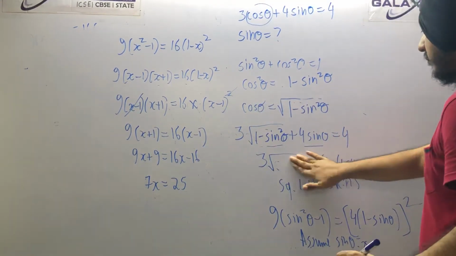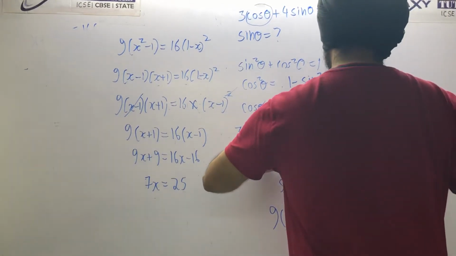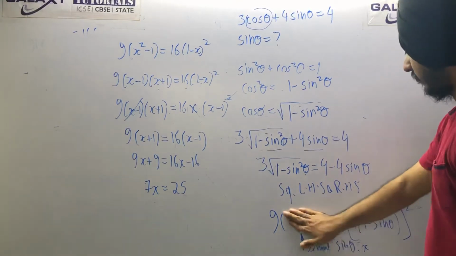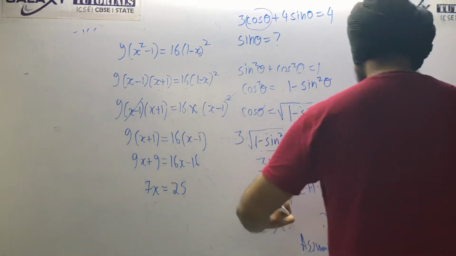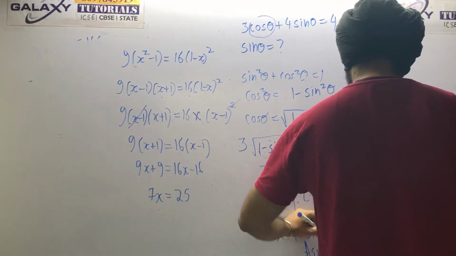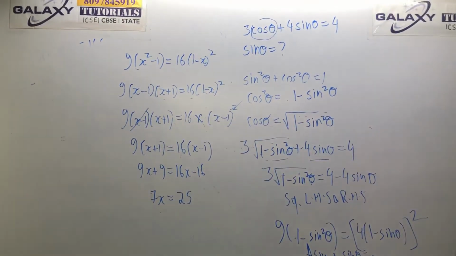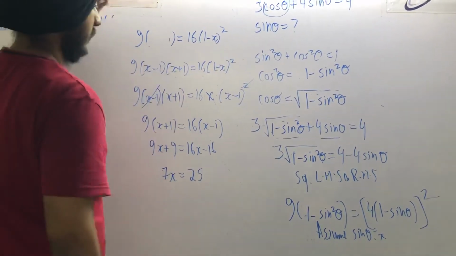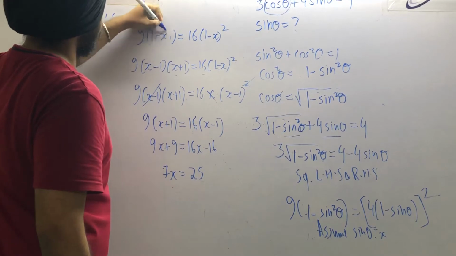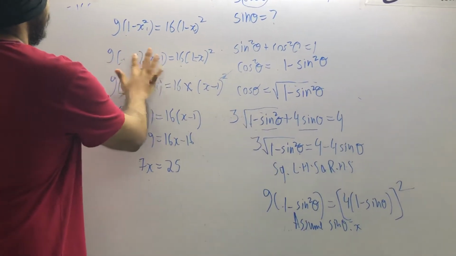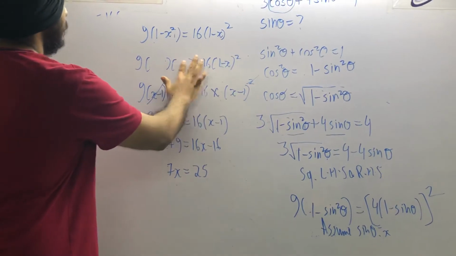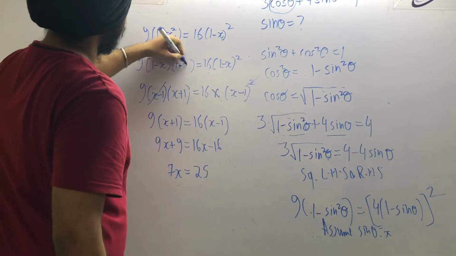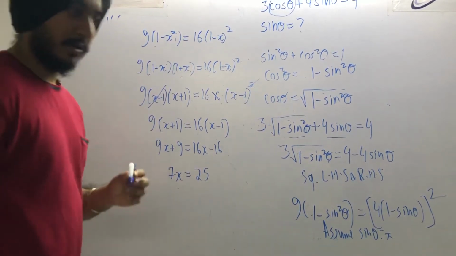Just I will correct this. Okay, so upon squaring, 1 minus sin square theta. Again assume x, so this will be 1 minus x square. So this will be how much? 1 plus x.